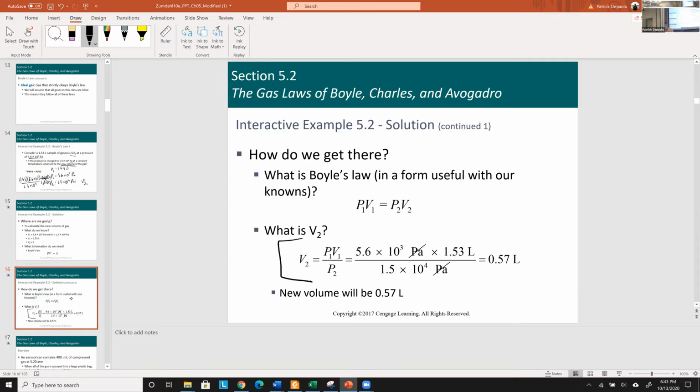Now, you can do these problems the way you like to in physics. In physics, the best thing to do is to write out your letters first and then find out what you're solving for. In this case, it's V2. And then plug in your numbers at the end. That's fine.